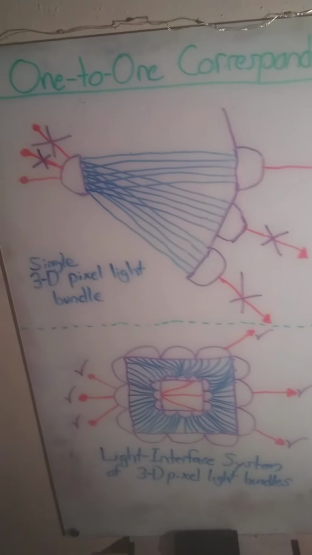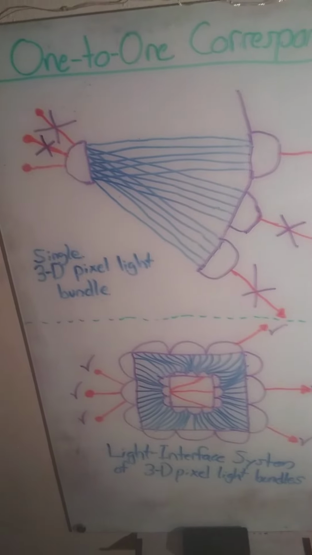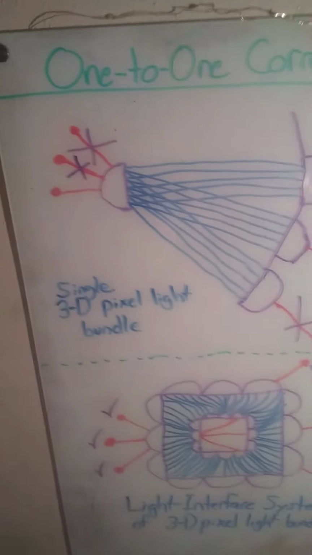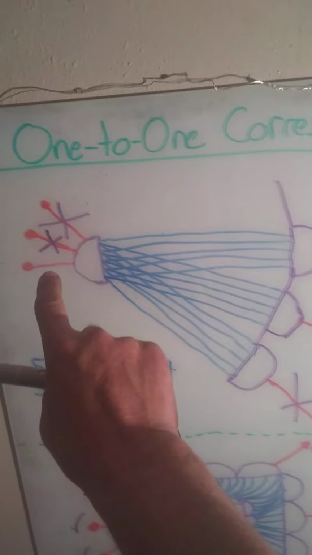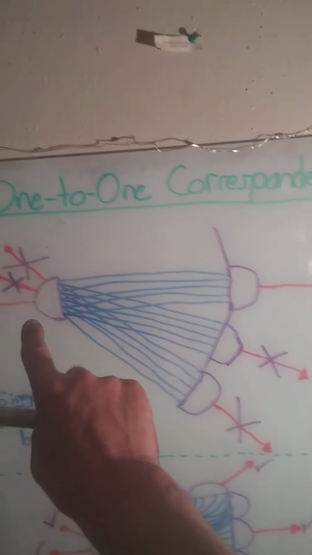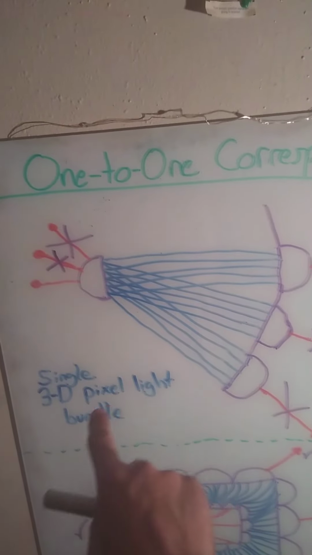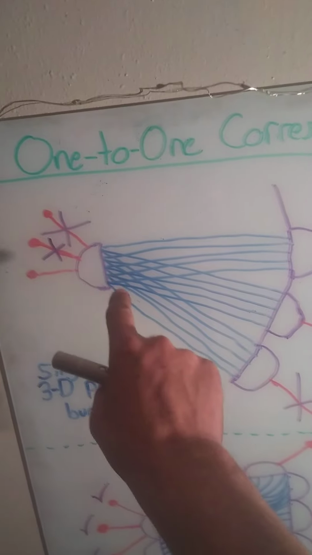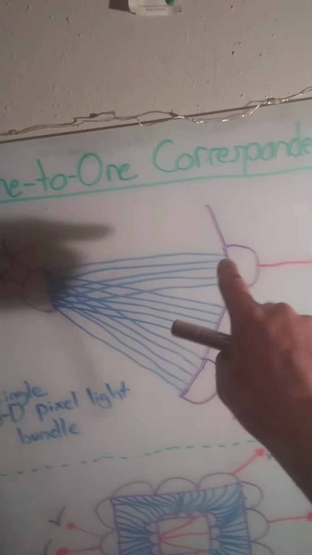The first thing you should know is that it requires a light strand for invisibility, at least, and holodecks maybe. It requires a light strand that can take light, a 3D pixel, single 3D. This is a single 3D pixel light bundle, strands, where it would take light in, bring it through, and come back out.